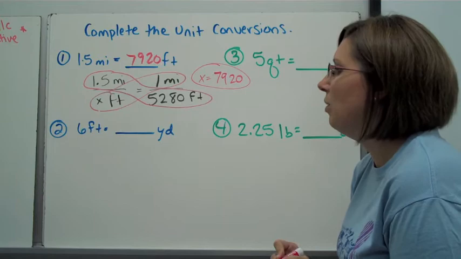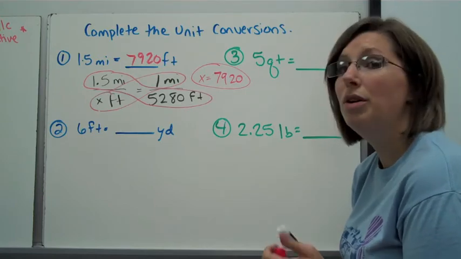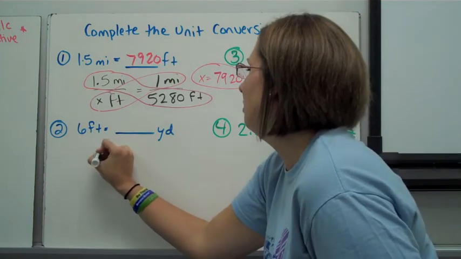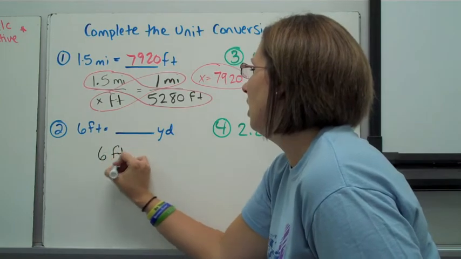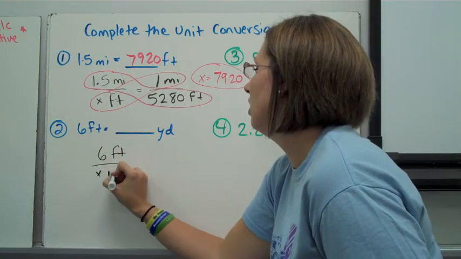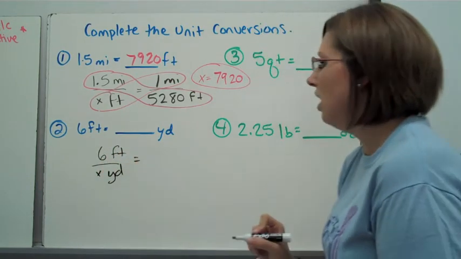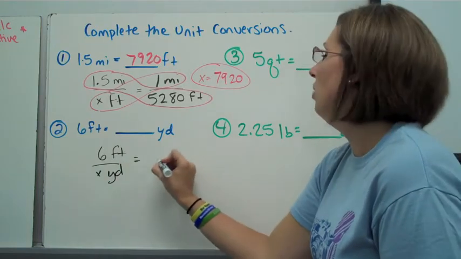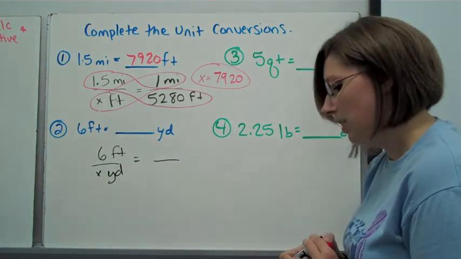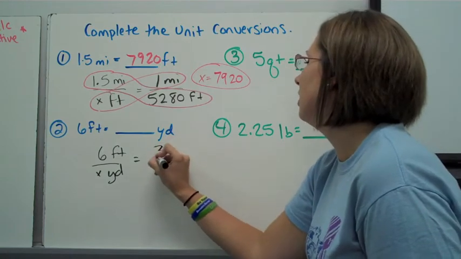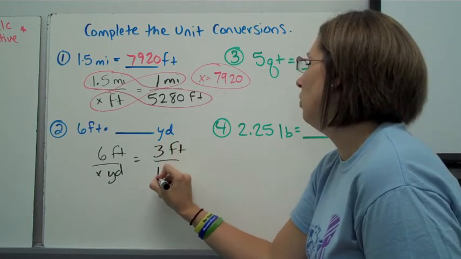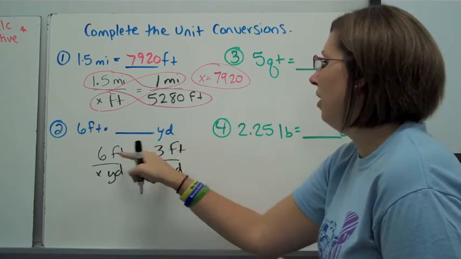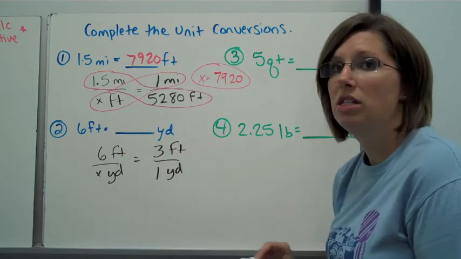All right, let's try number 2. 6 feet equals blank yards. So I'm going to write that up. I'm going to set that up in a fraction. Okay, this is what I want to know. Well, what do I already know about feet and yards? I know that 3 feet equals 1 yard. My feet are aligned and my yards are aligned.